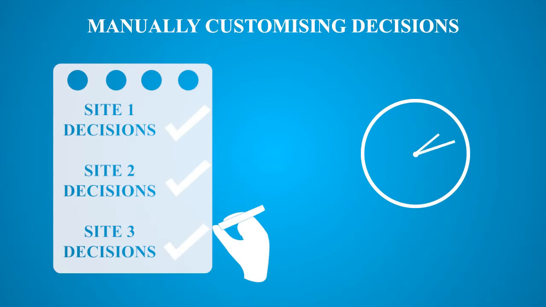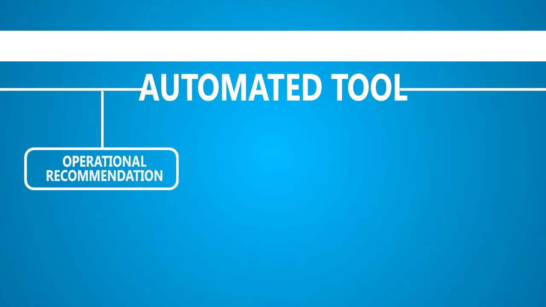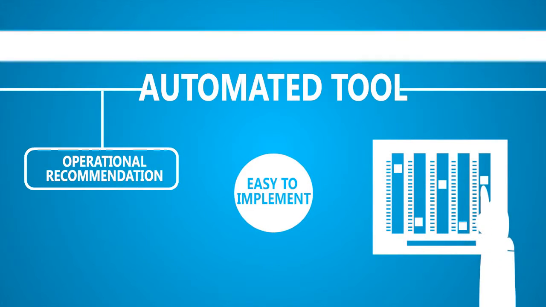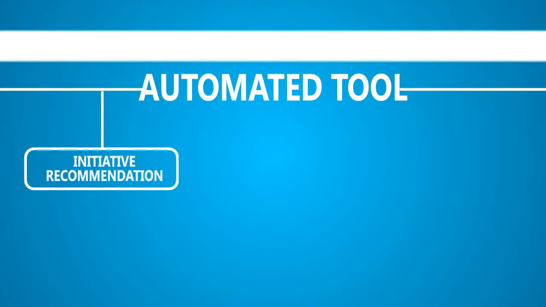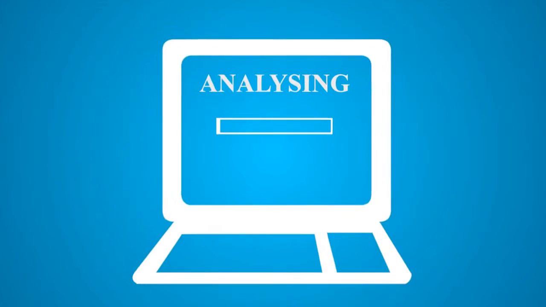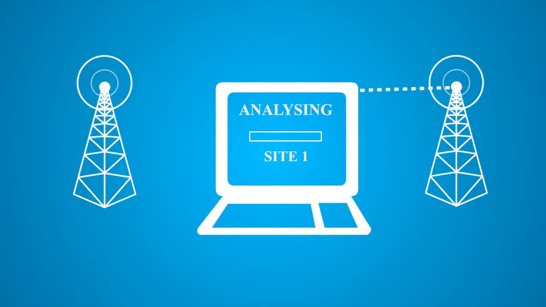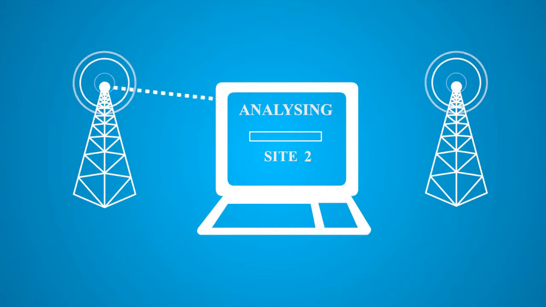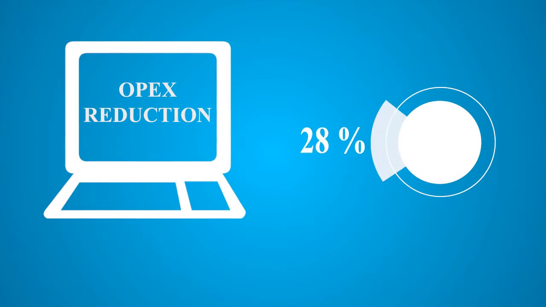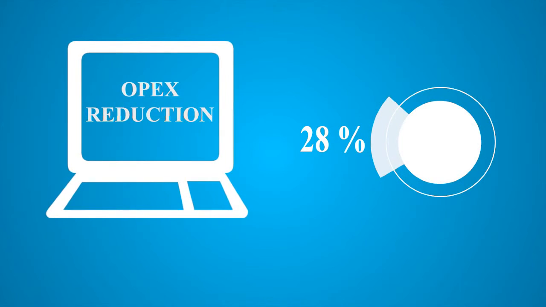Now, how about an automated tool to make these decisions? The tool would give directly actionable and easy-to-implement operational settings to the field teams, and initiative recommendations which maximize your return on investments made towards expense reduction. Our field trials have demonstrated up to 28% OPEX reduction through optimal operational decisions by doing site-specific analysis. 28% OPEX reduction just by optimized operations, no CAPEX involved.